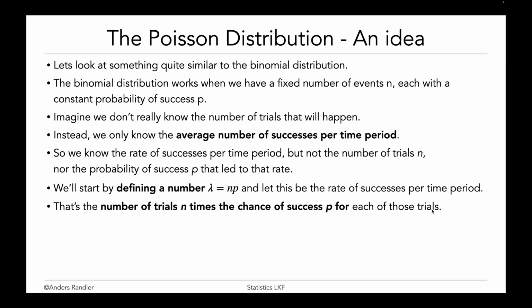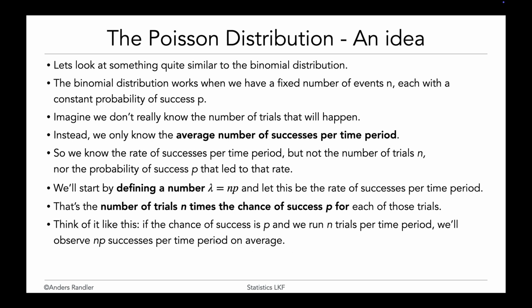Like I say, we don't actually know the number of trials. It could be something like, if you're at the till in a shop and you want to know how many customers you will have in a certain time. This is definitely a case where the Poisson distribution kicks in. So you can think of it like this: if the chance of success is p and we run n trials per time period, we'll observe n times p successes per time period on average, okay? So that's the explanation, just like I said before. That's then our observed success rate, lambda.